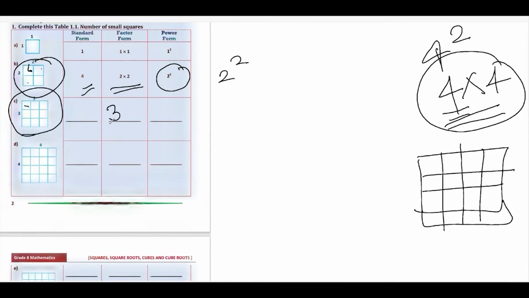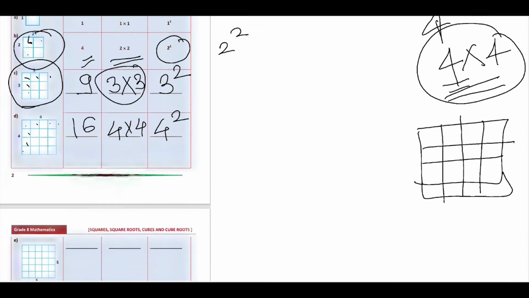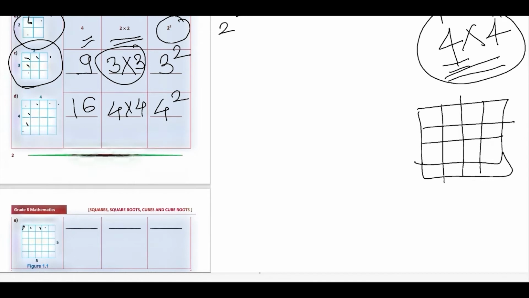In this case, rows are 3, columns are 3. 3 into 3 becomes 9 and the total number of 3s are 2, so the power is 2. Here 4 rows, 4 columns, value becomes 16, power is 2. In case of this, 5, value 25 and this becomes 5 square.